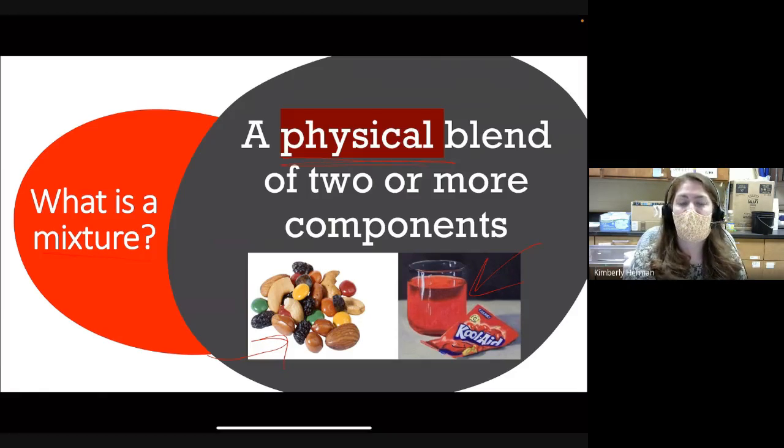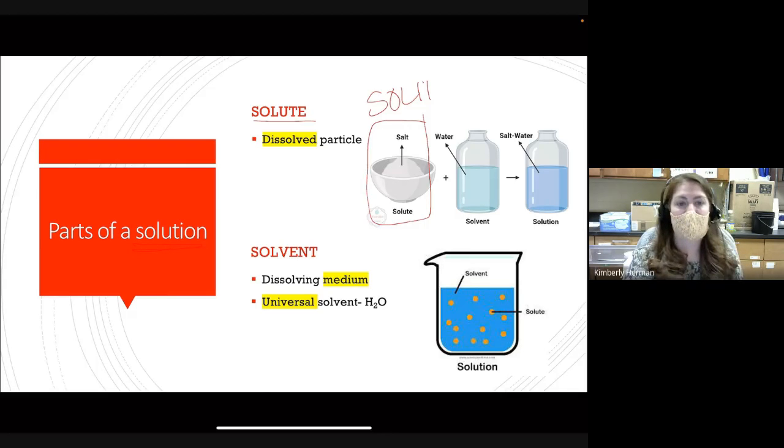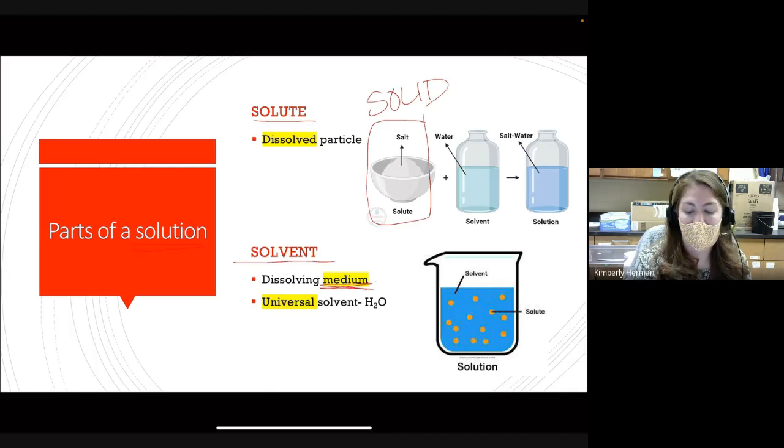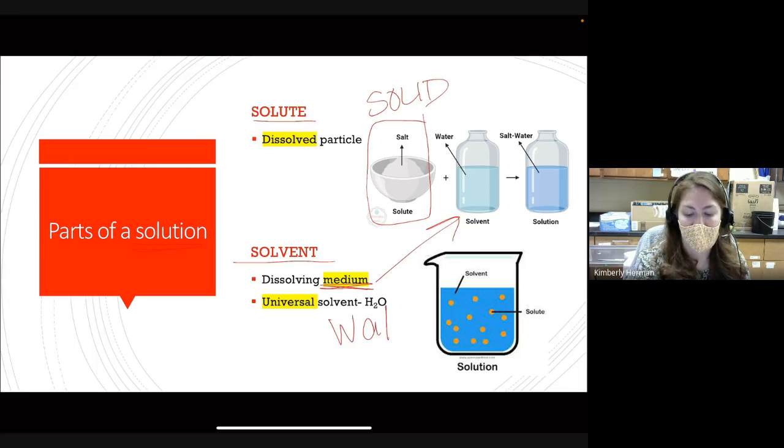So there are two parts to a solution. We're going to see our solute is the dissolved part. In this example, if we're making salt water, we'll see that the solute solid will be our dissolved particle. And then the other part of the solution is our solvent, aka the dissolving medium. In this example, our solvent, or the universal solvent, is water, H2O. So to make a solution, you have these two parts.